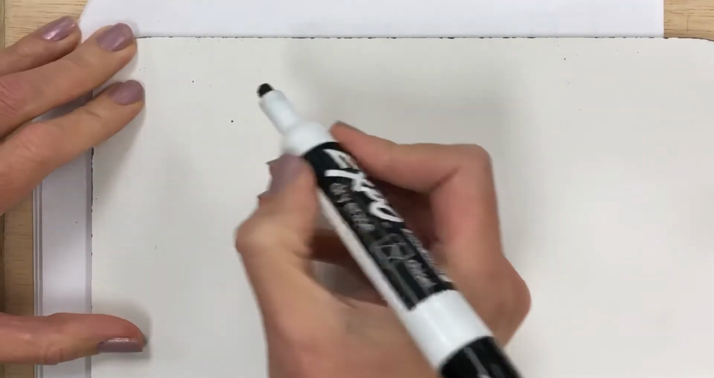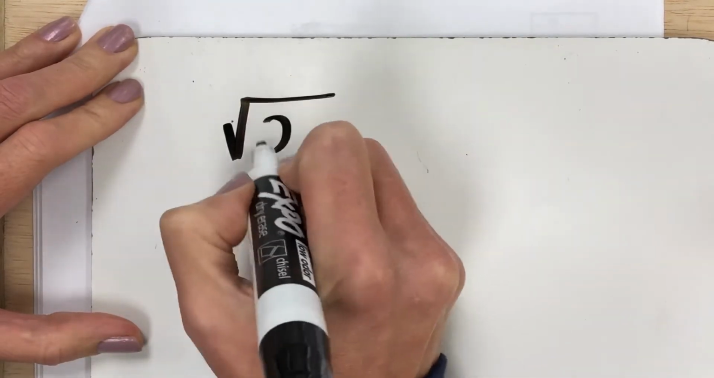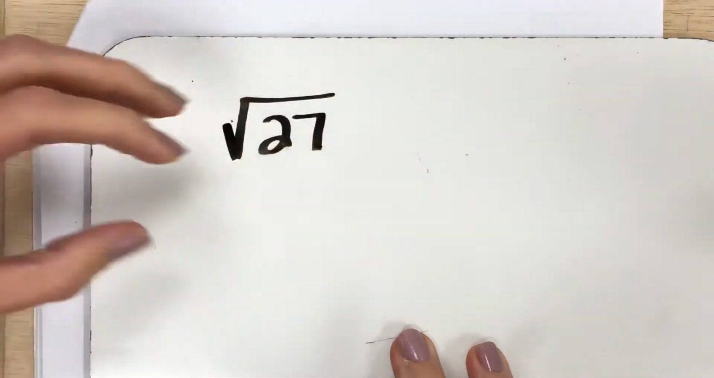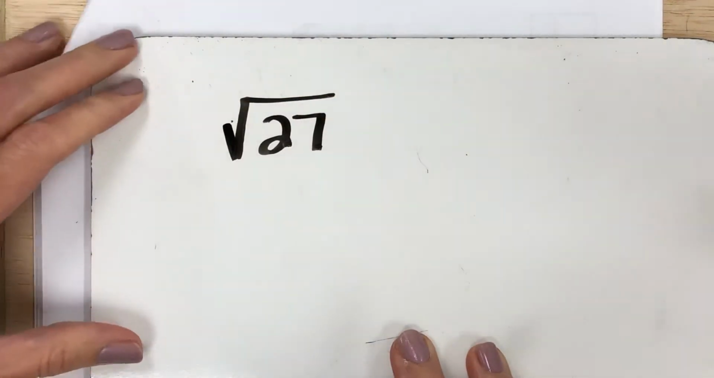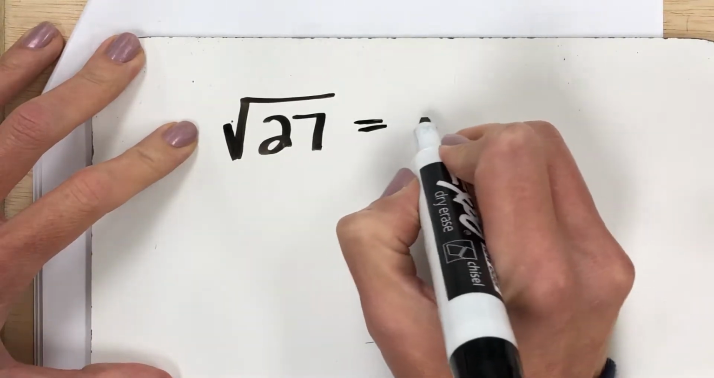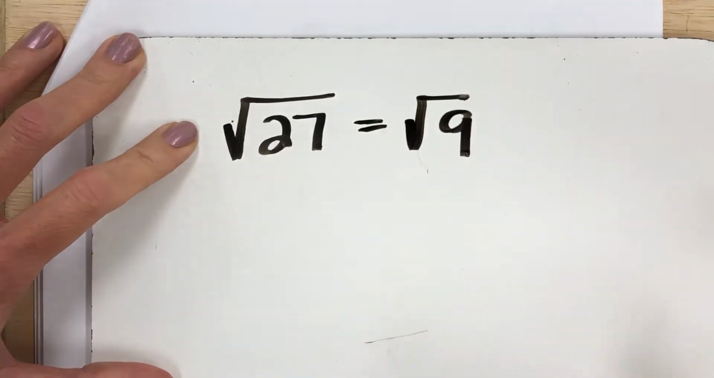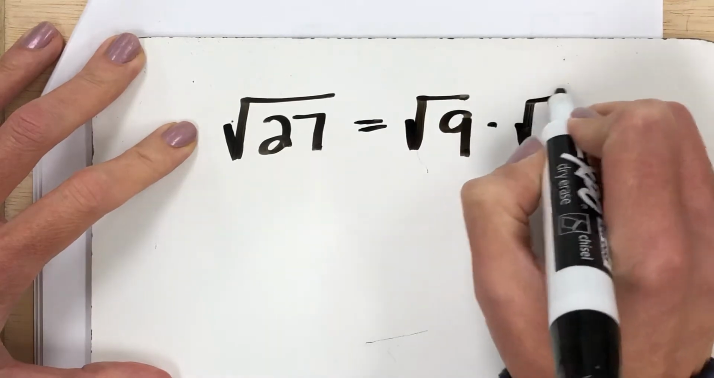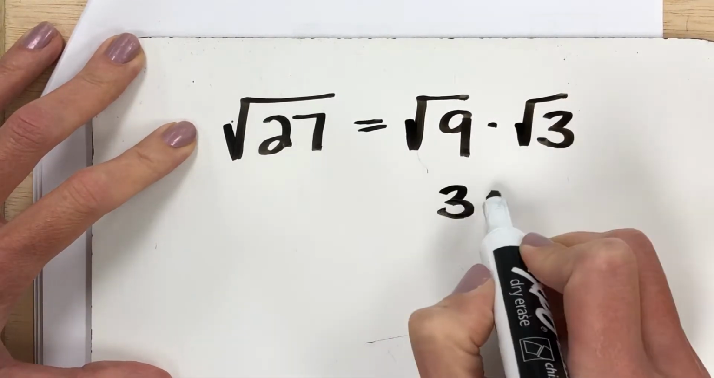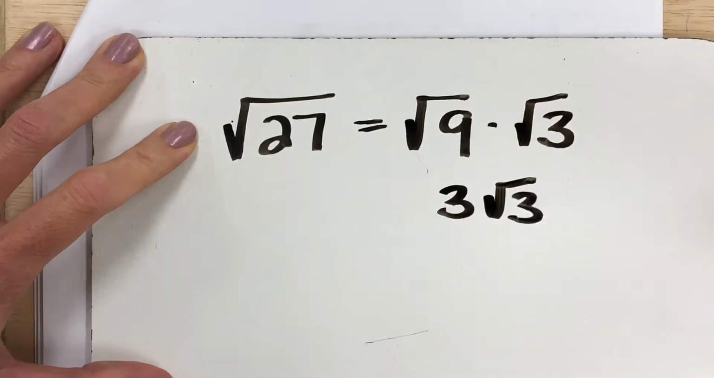If we had to simplify a square root, let's say we had the square root of 27, what we wanted to do was factor out or pull out perfect squares. So I would look at 27 and go, oh, I can pull out a perfect square of 9. The square root of 9 is 3, and then my leftover would be the square root of 3.